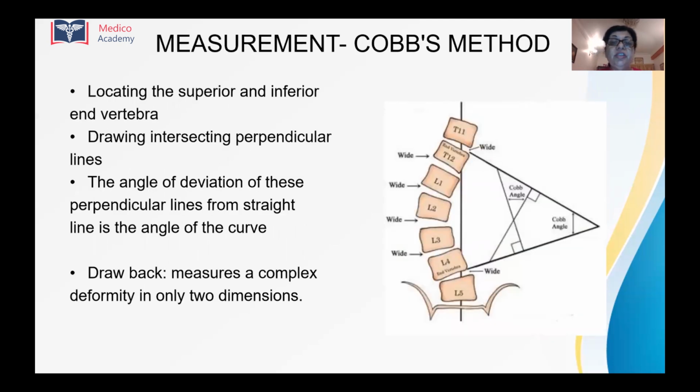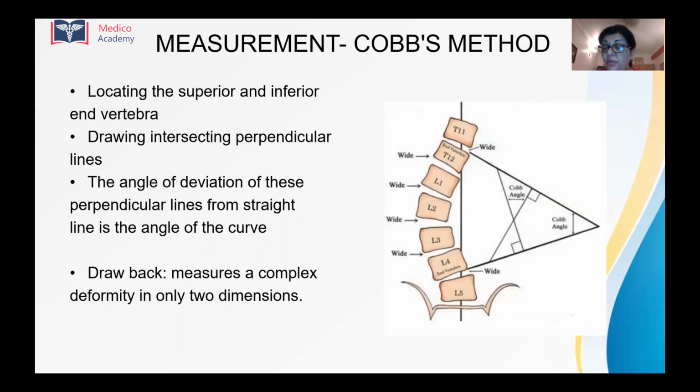How do you measure it? There is the Cobb's method for measuring it. First, you locate the superior and the inferior end vertebra, then draw intersecting perpendicular lines. The angle of deviation of these perpendicular lines forms a straight line, which is the angle of the curve. The drawback is that it measures a complex deformity in only 2 dimensions.